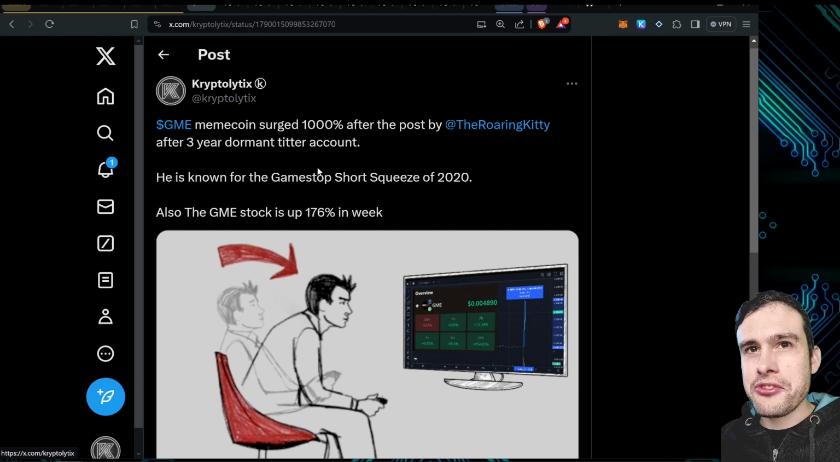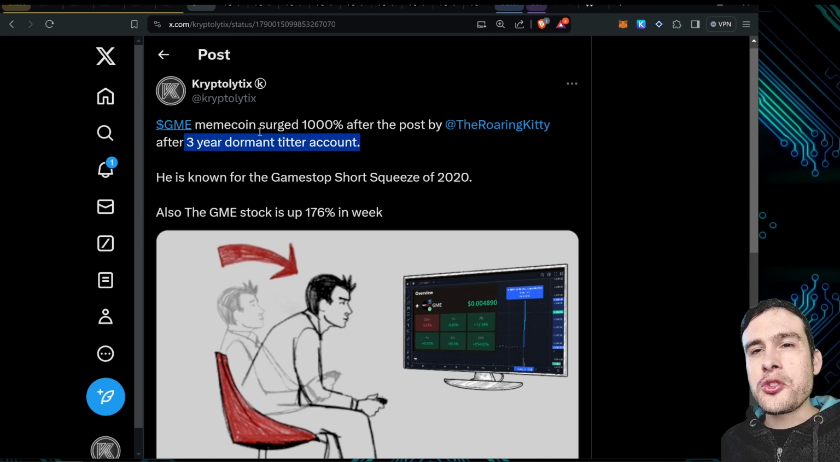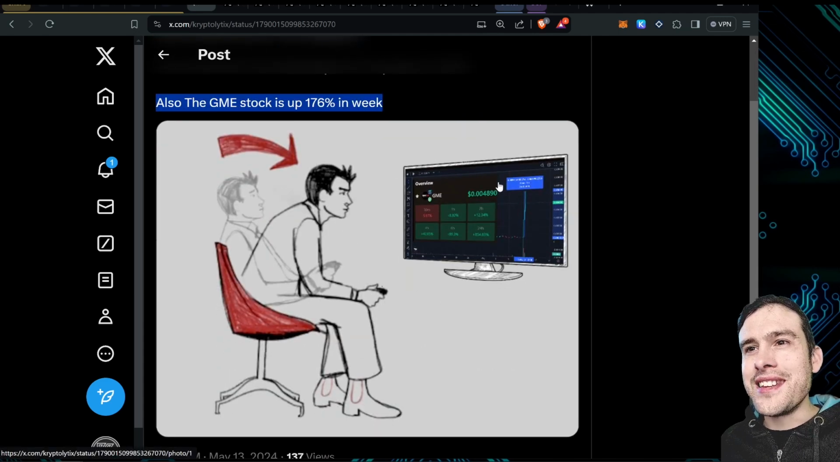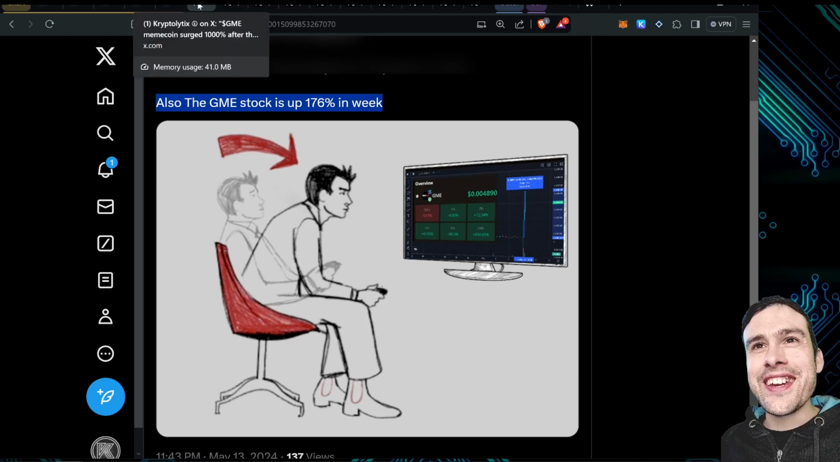If you look at all the on-chain metrics, it's quite clear to see. There's a GME meme coin on Solana, which you could say is a proxy bet of the main GME, and it was up 1,000% on the day after the post. Actually, it went up 2,300% on the day after I posted this. As I said, after a tweet on a 3-year dormant account. And yeah, GME stock was actually up 176% in the week. So I just did that looking at the chart of the meme coin there.